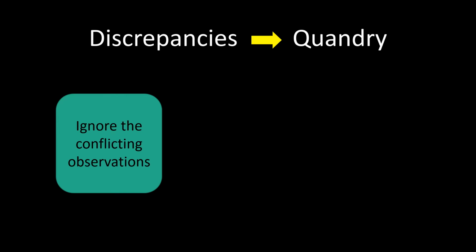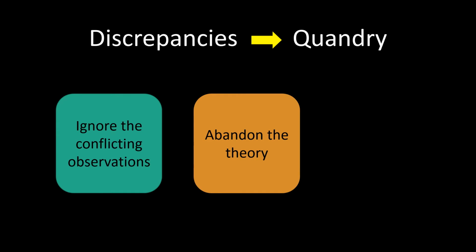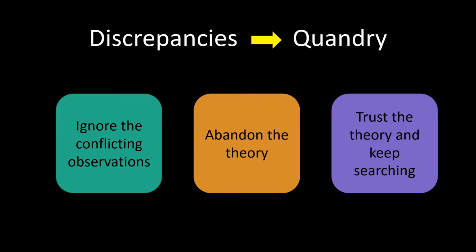They could ignore the conflicting observations, perhaps the default human reaction much of the time, or in light of this new evidence, they could abandon the theory and seek a new explanation, as Copernicus had done. The remaining option was to trust the theory and deduce the existence of factors not yet taken into account.